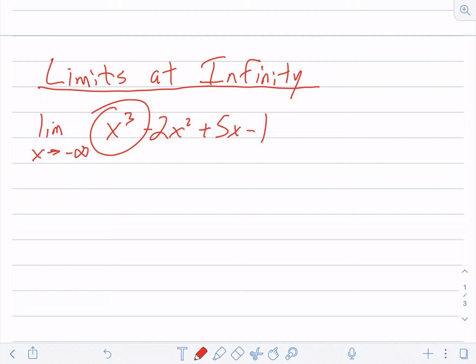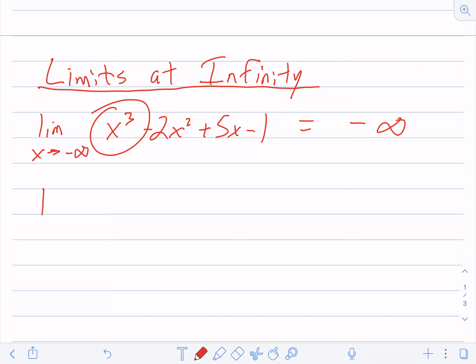Well, I'm going to get a large negative number. So this limit is actually going to be equal to negative infinity, because as x gets closer to negative infinity, that x cubed is also going to become a very large negative number. So we're looking at only the term with the highest exponent. So my answer is going to be negative infinity.